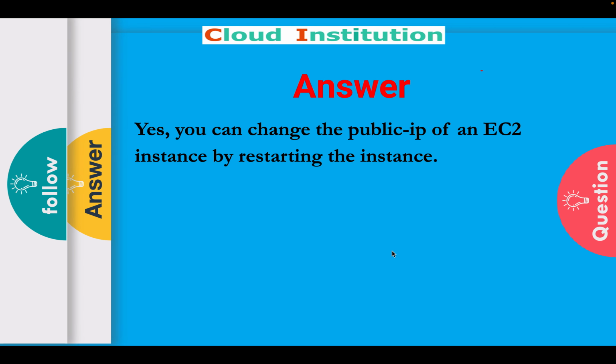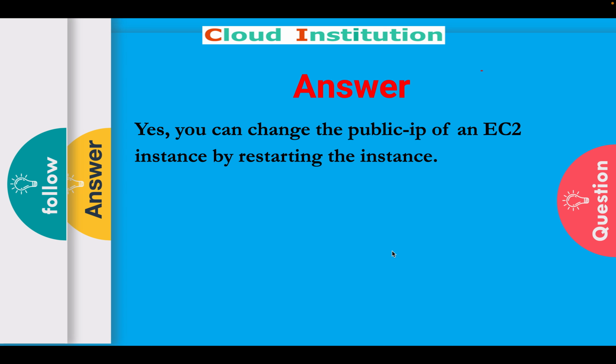You can change the public IP address of an EC2 instance by restarting the instance. Whenever you restart an instance, the public IP address will automatically get changed. So the interviewer may also test your knowledge: I have an application, so how do I protect the instance from changing its IP address? You should know that if you restart the instance, the public IP address will change.